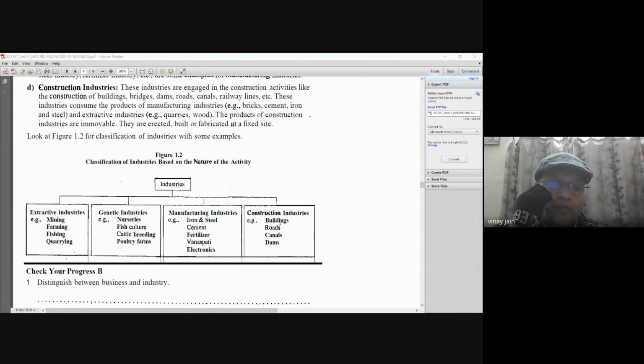I'm sharing one more file with you. Are you able to see the screen now? The Word file which I have just shared with you.